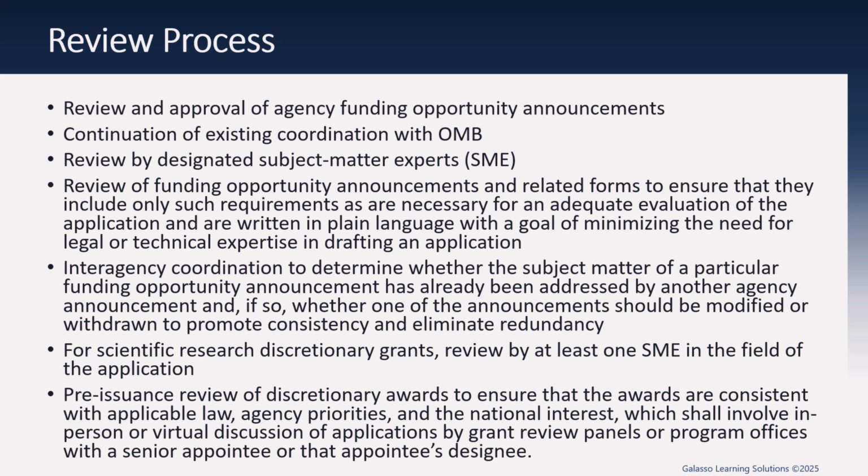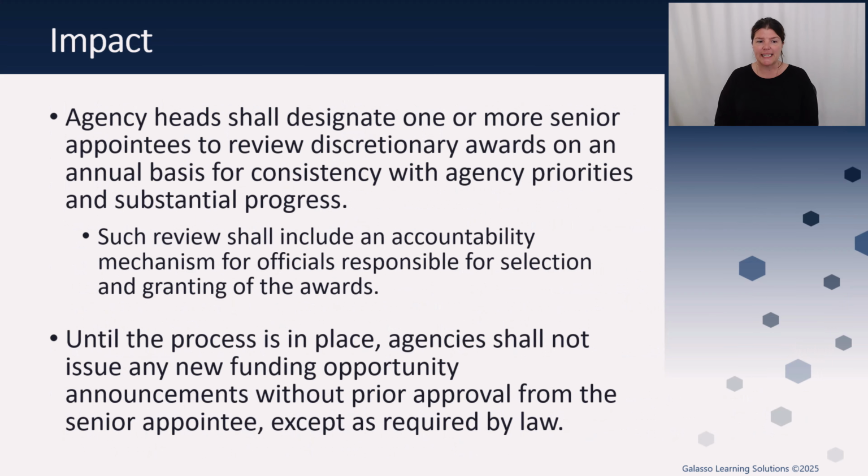So when we look at things like the review process, things are going to require them to review and approve the announcement, making sure that it's clear on what's allowed and unallowed, continuation of any coordination with the Office of Management and Budget, obviously, review by a subject matter expert, review of the announcement to ensure that it only includes what we need and nothing extra. And again, is written in plain English so that people can understand and minimize the need for either legal or technical expertise. Interagency coordination to determine whether the subject matter of the particular grant has already been addressed elsewhere, right? To reduce duplication so that we don't have as much redundancy. If it's related to scientific discretionary grants, have a review by at least one SME in the field, and then pre-issuance review of discretionary awards to ensure that they are consistent with law, regulation, and agency priorities, and the national interest. So again, really beefing up this process here.